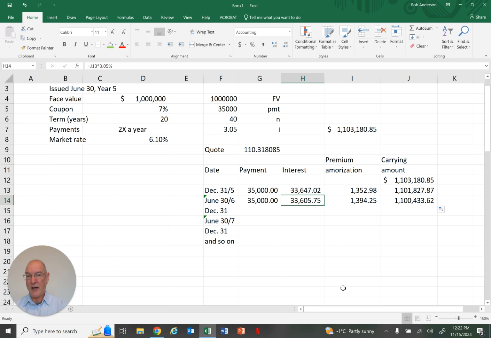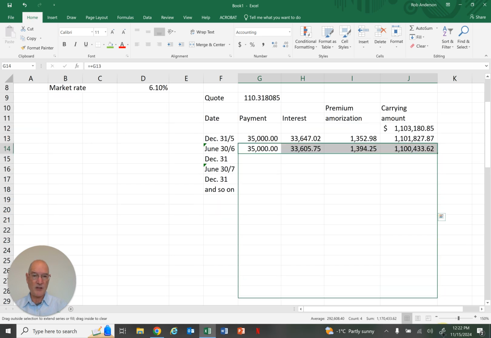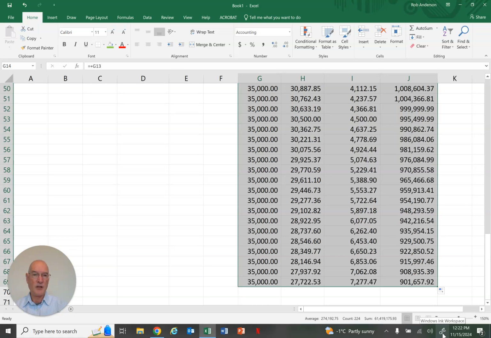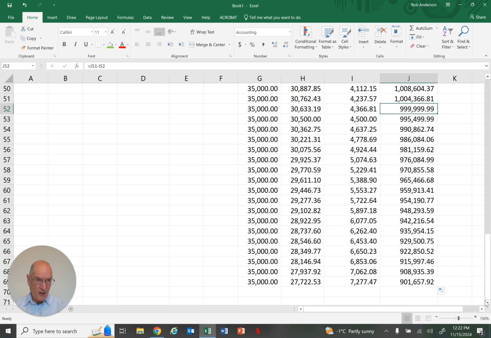So now that I have a formula in Excel, this is all on a formula, I can take this line and I need to make 38 more payments, right? So again, I don't want to count 38. I'm just going to drop it down a long way. And how do I know I got there? Well, look here. This is $999,999.99. That means basically we're a penny off our $1 million from rounding.